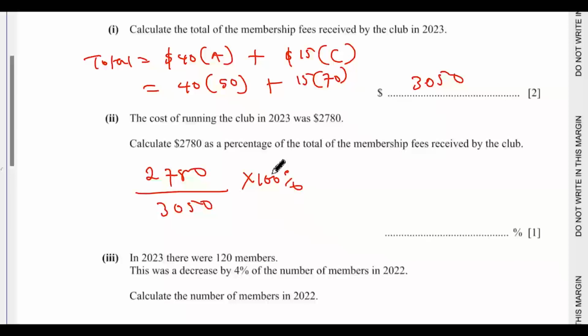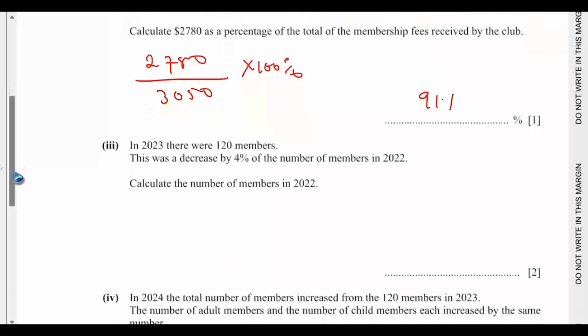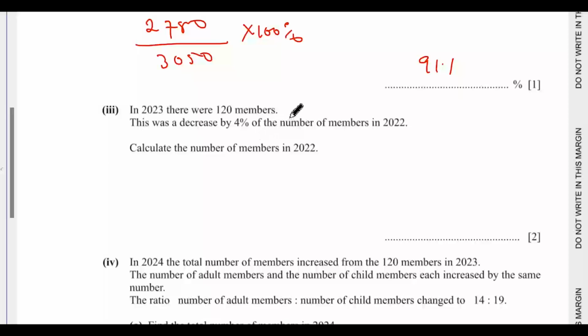So you can pick up your calculator once again. Let's rub off this. Then you need a fraction, so click this. So you have 2780, then come down a little bit, so you have 3050, then multiply by 100, so you hit enter. So you have a fraction, then click this to get your decimal number. So this will be 91.1. So let's write 91.1%.